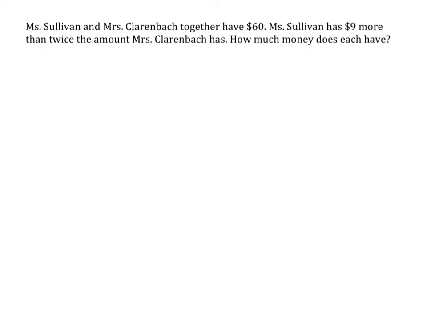Miss Sullivan and Miss Clarenbach together have $60. Miss Sullivan has $9 more than twice the amount Miss Clarenbach has. How much money does each have? So first I define my variables. The two things I don't know are the amount of money Miss Sullivan has, so I'll make that S, and the amount Miss Clarenbach has, so we'll make that C.